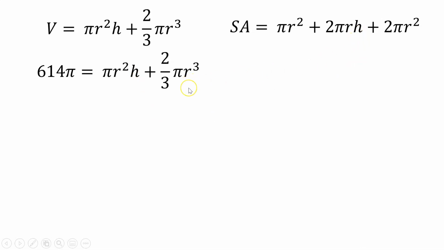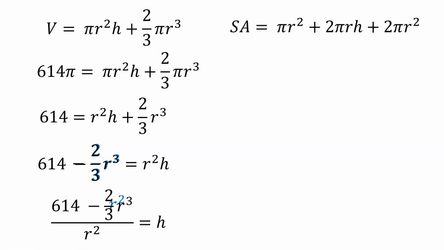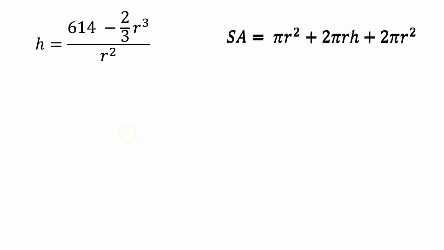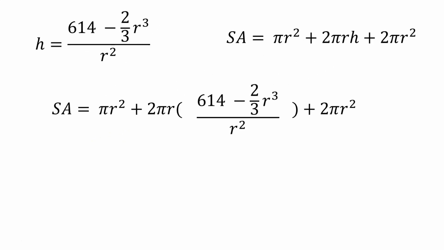Let's do this by first dividing both sides of the equation by pi, then subtracting 2/3 r cubed on both sides, and then dividing by r squared on both sides of the equation. h equals 614 minus 2/3 r cubed all over r squared. Now we can substitute 614 minus 2/3 r cubed over r squared for h in the surface area formula.